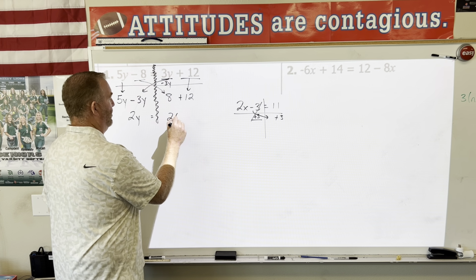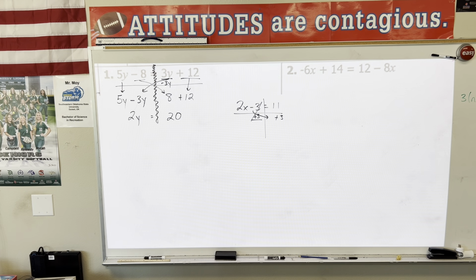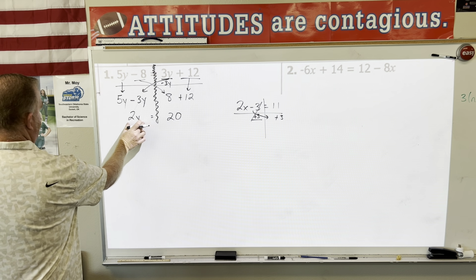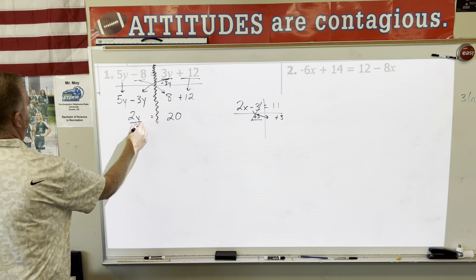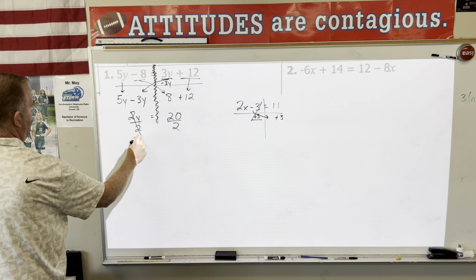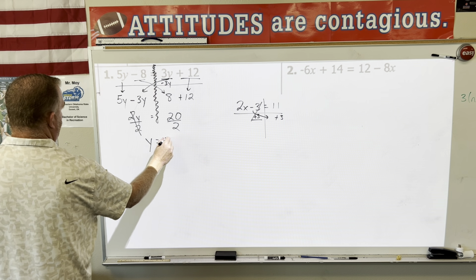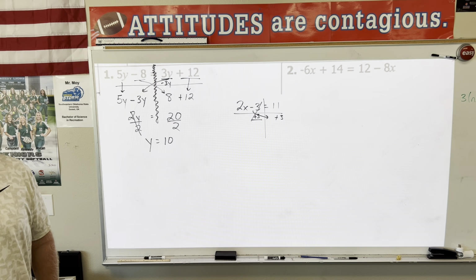20. Now it's just a little one-step equation. What's 2y? That's 2 times y, right? That's multiplication. So how do I cancel out multiplication? Divide by what? Divide by 2. This is what we did the other day. This is a one-step equation. Y equals what? 10. Y equals 10. A little bit of work, correct?